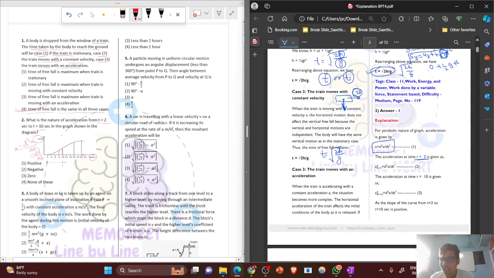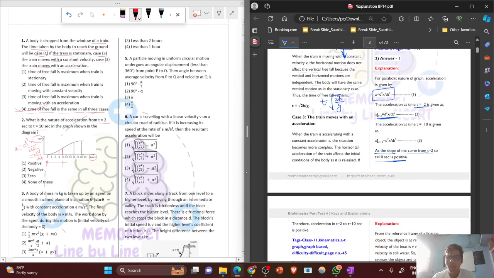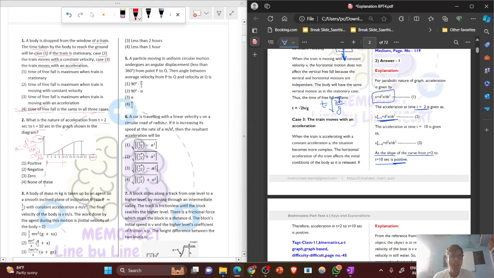Now, from t equal to 2 seconds, we can calculate the acceleration. The slope of the curve from t equal to 2 seconds to t equal to 10 seconds is positive. You can see the slope of the curve is positive. Therefore, acceleration will be positive. Here it is 2 seconds and here it is 10 seconds, and it is like this. So when you draw the slope here, the slope will be positive. If the slope is positive, then our acceleration will be positive.